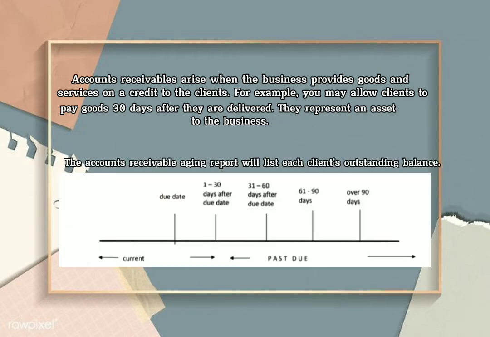The account receivable aging report will list each client's outstanding balance. It is then sorted into columns such as due date, 1 to 30 days after due date, 31 to 60 days after due date, 60 to 90 days, and over 90 days.